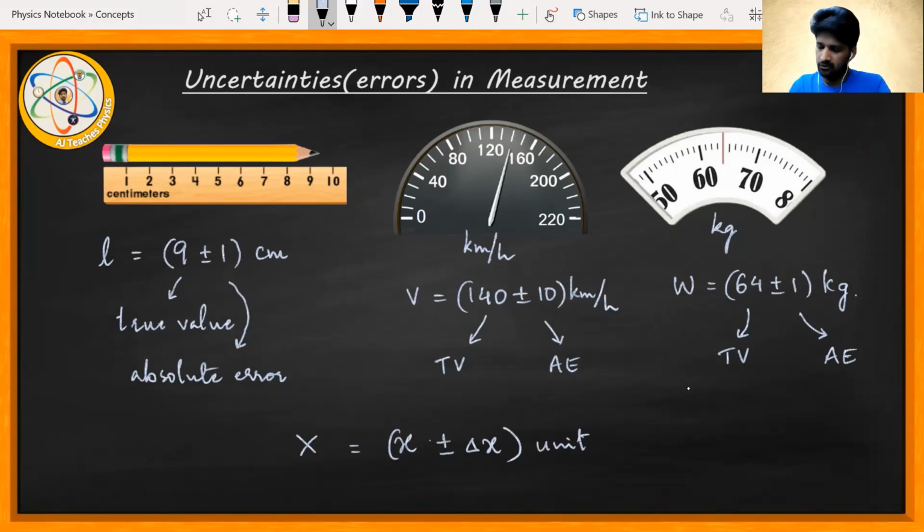And one more thing you need to note is that the true value and the absolute error will be written in the same units. For example, 9 plus or minus 1 centimeters. 9 and 1 are both in centimeters. Likewise, the other quantities as well.